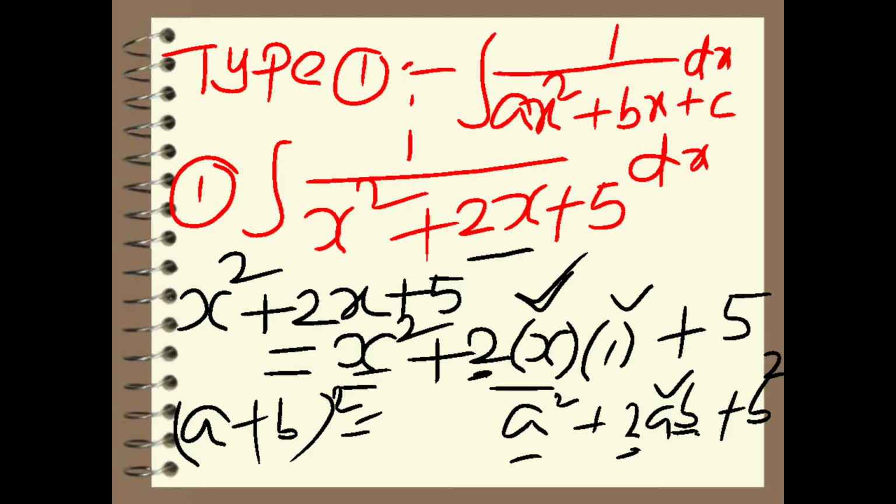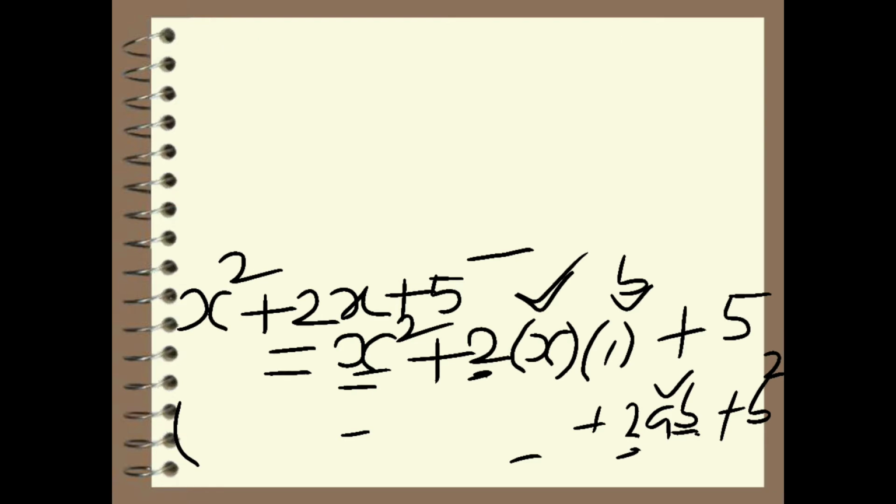Compare with the expression like this. In the place of a, x is there, and 2ab, in the place of b, 1 is there. So we have to add and subtract b square. Right students, add and subtract b square.